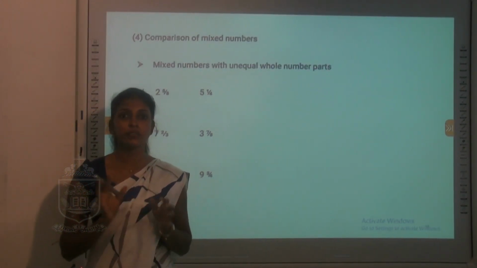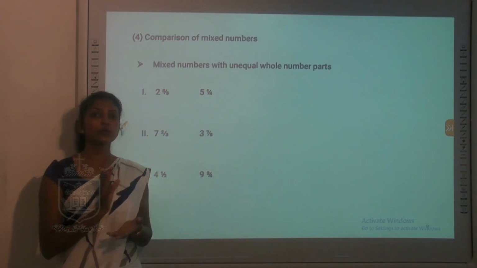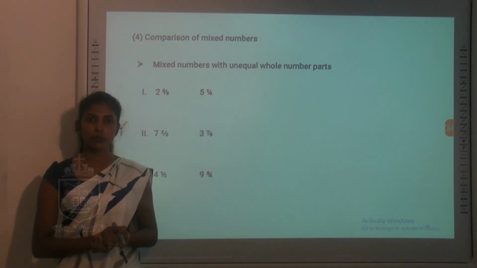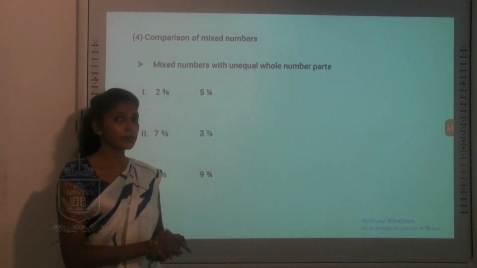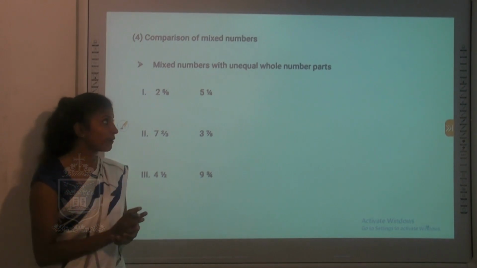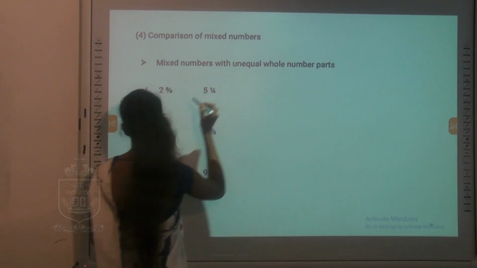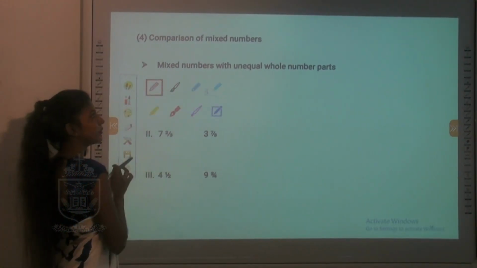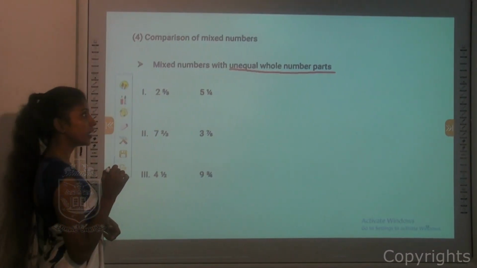In the previous one we did only two fractions. There were no mixed numbers. But here you have two mixed numbers. By looking at the two mixed numbers you are going to compare which mixed number is large. First we are going to discuss when the two mixed numbers have unequal whole number parts.